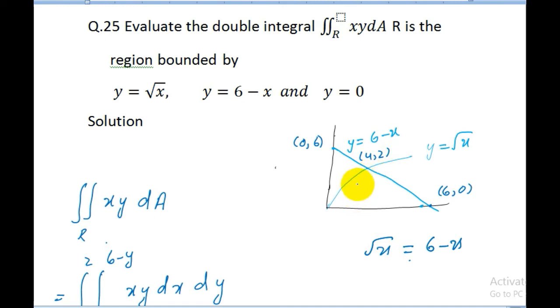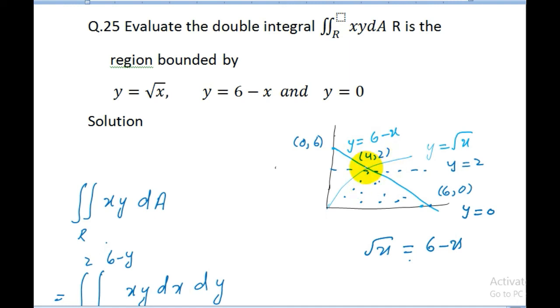The most typical work is to find the limits of the variables, that is, the limits of x and y. So for the limits of integration, clearly this region is a type 2 region. It is bounded below by the line y equal to 0 and bounded above by the line y equal to 2. From the left-hand side it is bounded by the curve y equal to under the root x, and from the right-hand side it is bounded by the line y equal to 6 minus x.